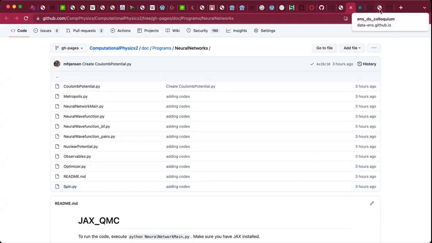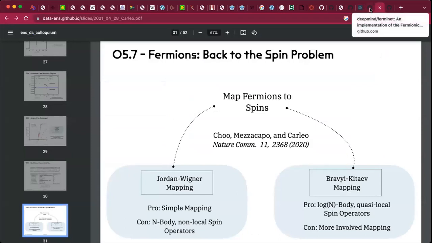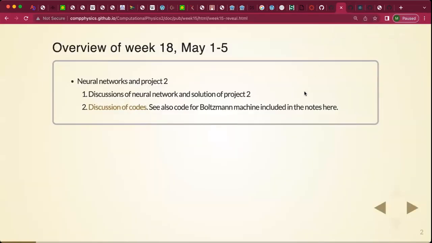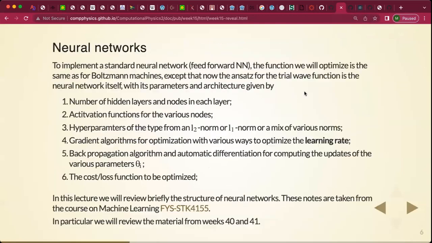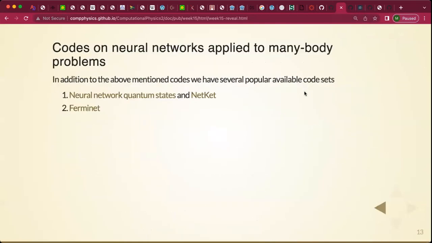So if we go back a little bit to the slides this week, let me just bring in the slides which we had. Here we are. If you wish to take a look into the codes here, feel free to do that. But if you wish to implement a neural network, what I would recommend is either to download Netket or to download FermiNet and try to implement that for project number 2, if you want to do that. As I said in the beginning, I discourage the implementation of that a little bit, because that can quickly become time consuming.